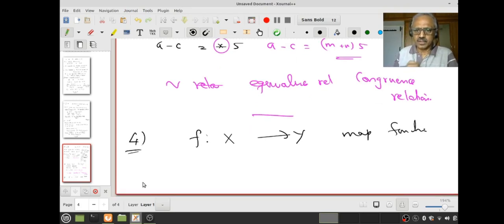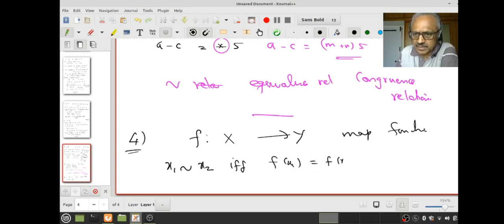Okay. Now I am going to ask a question. So I am going to define x1 is related to x2 if and only if f takes the same value at these 2 points. That's it. Yeah? Do you understand this?